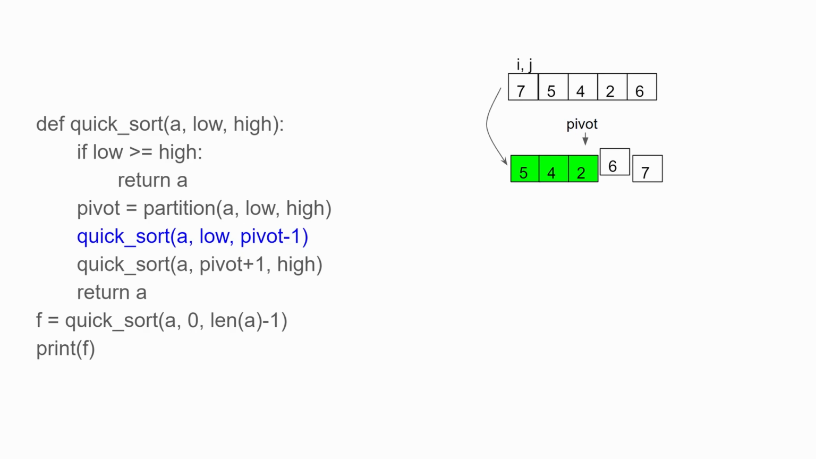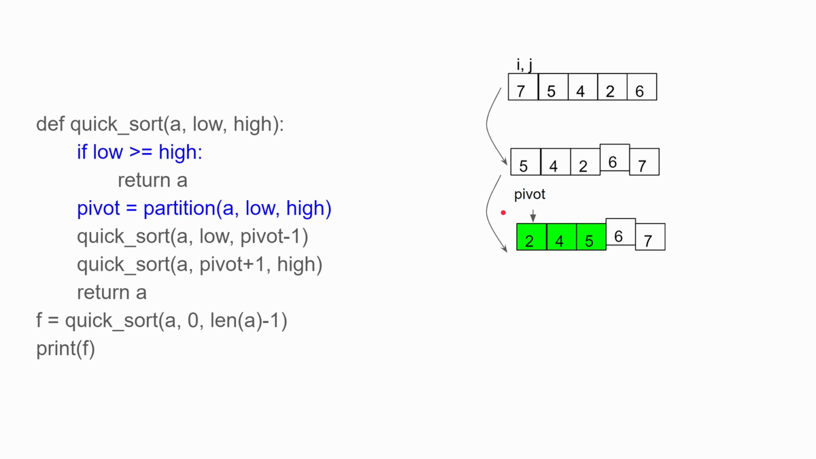After that, it will call itself with A, low, and high being pivot minus 1, making it so high is the left side of pivot. So it thinks the array is from the start to the left side of pivot. Since low is still not bigger or equal to high, it won't return, and it will call partition to partition the left side of pivot. And then it will call itself again with pivot minus 1. After doing that, low is equal to high because they're both 0, so it will return.